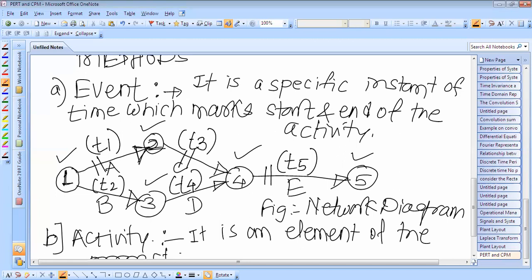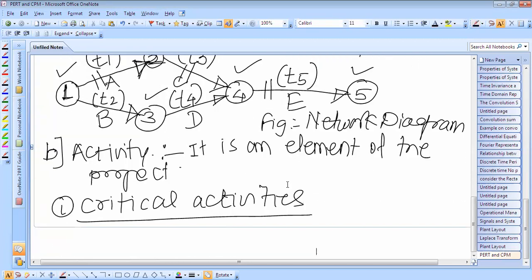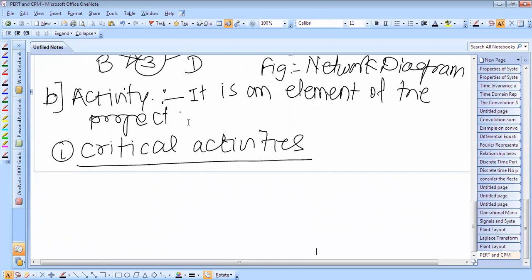And non-critical activities, such activities have provisions so that even if they consume a specified time over and above the estimated time, the project will not be delayed. That is called the non-critical activities. So other activities, for example, this is B activity, D activity, these are the non-critical activities.